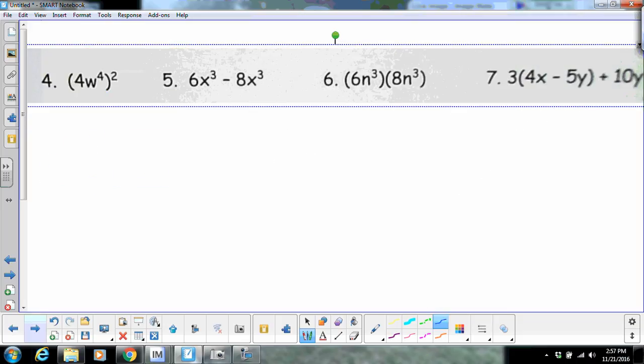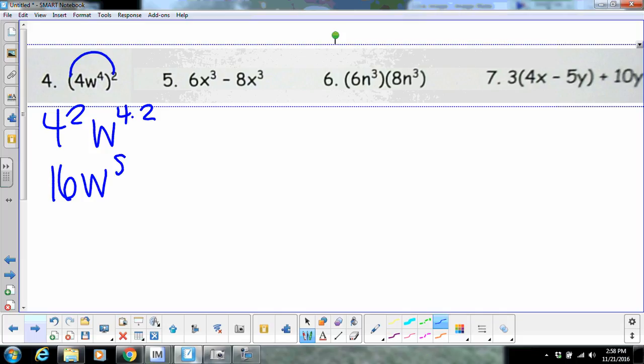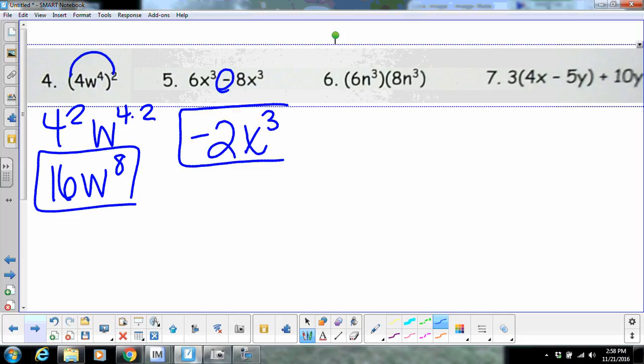All right, so number 4 is our power to a power. So we're going to square 4 and then w to the 4 times 2. So that gives me 16w to the 8th. All right, number 5 is just a combining like terms problem, so it's a subtraction. So 6 minus 8 is negative 2x cubed. Number 6 is going to give us 48. Add your exponents into the 6th.